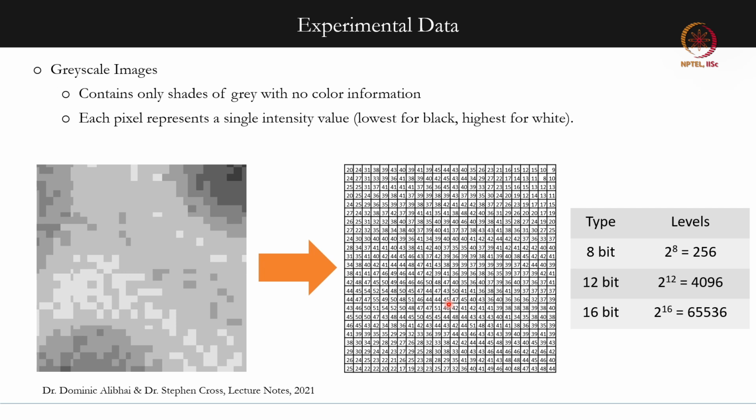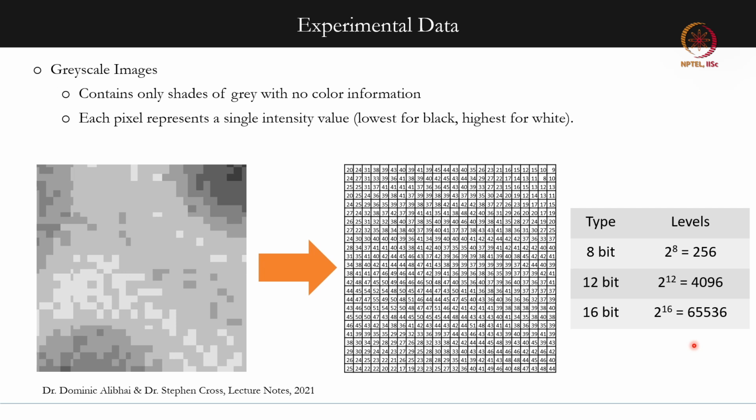Similarly, if we have a 16-bit image, the lowest and the highest ranges are 0 and 2 to the power of 16 minus 1. And again, any intensity between the highest and lowest is assigned a value between these two ranges. So as I had already mentioned, each pixel in a grayscale image only has information on the intensity. There is no information on the color.